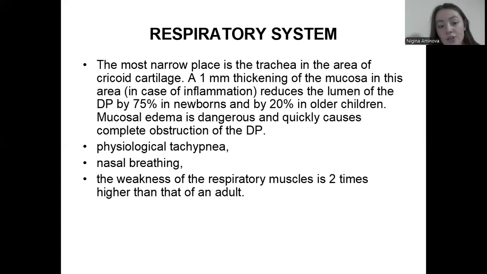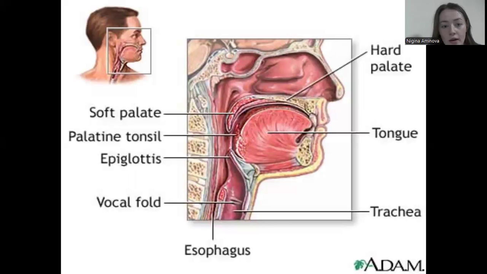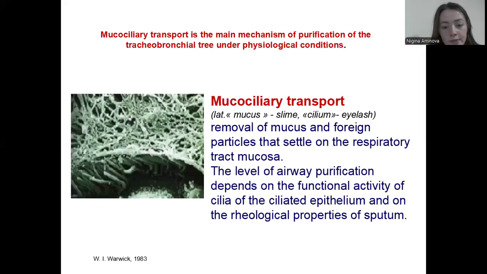Respiratory system. The narrowest place is the trachea in the area of the cricoid cartilage. A 1 millimeter thickening of the mucosa in this area reduces the lumen of the airway by 75% in newborns and by 20% in older children. Here you can see it in detail.